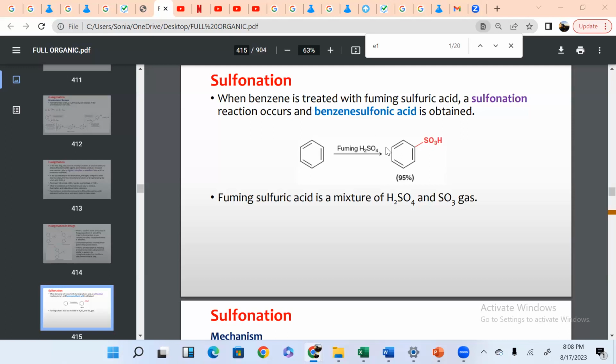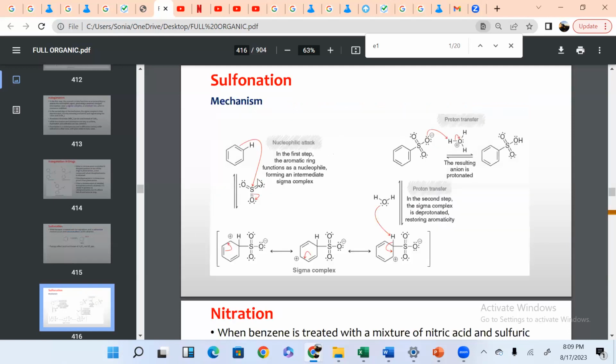So for sulfonation, benzene is usually treated with fuming sulfuric acid. Then the sulfonation process happens. So we probably just need to know this catalyst for the reaction, resulting in benzene sulfonic acid. This is the mechanism, very similar to the mechanisms that we've seen for chlorination and bromination. The pi bond undergoes nucleophilic attack on the electrophile, and then we have the sigma complex and the regeneration of aromaticity resulting in our product.